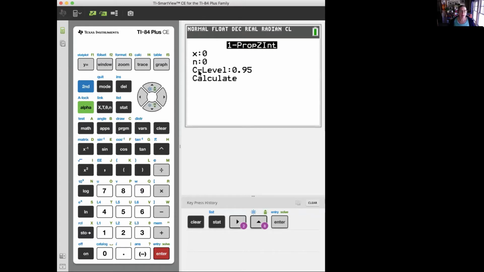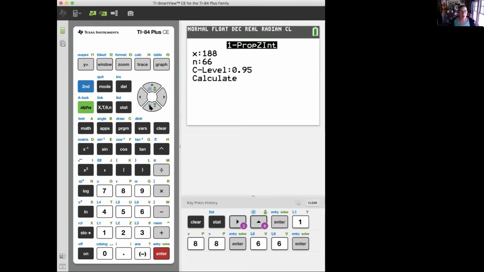Make sure to check the confidence level, okay? Make sure there's a decimal there as well, okay? You'll get an error if you don't put the decimal there. Okay, so X is 66, N is 188. Do be careful too. I get messed up a lot because I often think of this as a fraction and I tend to put 188 first and then 66 and then I get an error, okay, because the order is wrong.